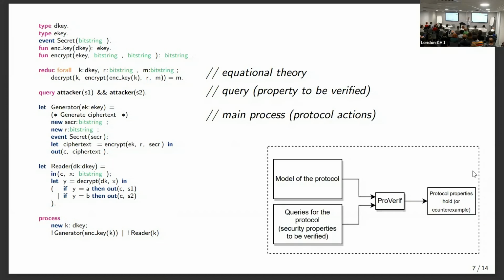So as I say, you build a model of the protocol, you type in the queries of the protocol, you submit all that to ProVerif, and it either tells you that the properties hold, or ideally it comes up with a counterexample. And of course, it's doing something that's in principle undecidable, and therefore it might not terminate. It might also come up with false counterexamples. So they might not actually be realizable counterexamples. That's something that you then have to worry about.